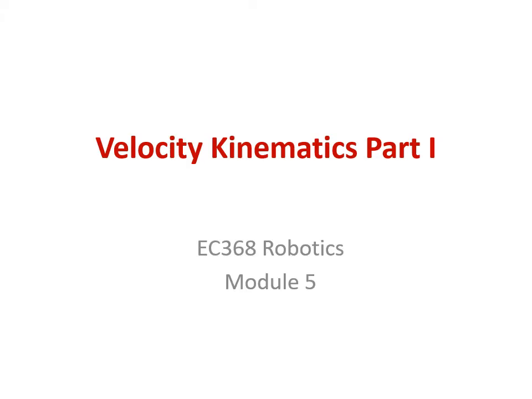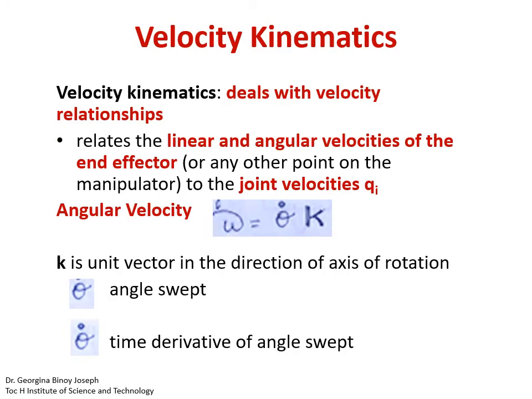So we are now going to look into the first part of module 5, that is velocity kinematics. Velocity kinematics deals with velocity relationships. So far in module 4, we had talked about forward kinematics and inverse kinematics. Now, velocity kinematics deals with velocity relationships.